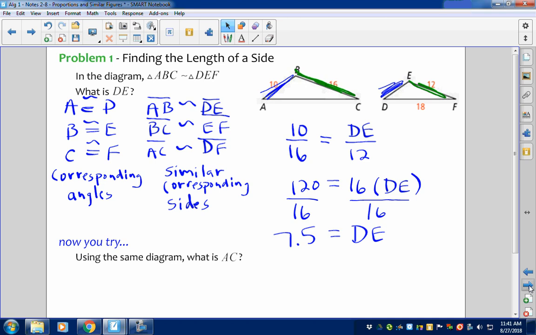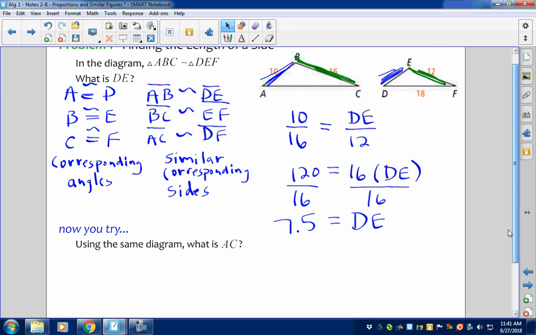Okay, does it make sense? Because if you mess up on the setup, you might get an answer that doesn't make sense. Like if I got 17.5 for this, either I'm deceiving you with the picture, or you messed up on the setup, okay? Or algebra.